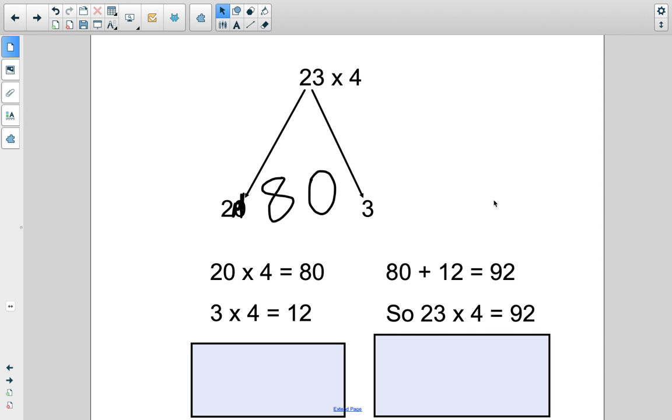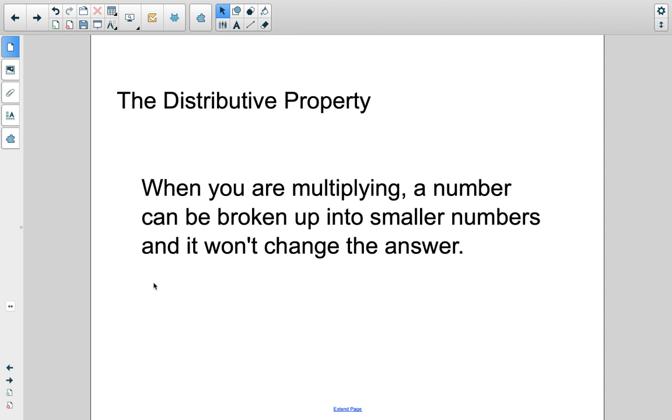And that's something you could probably almost do in your head using mental math, right? Because 4 times 20 in your head, 80, 4 times 3, 12, you know that, 80 plus 12, 92. So it makes a question like this a lot easier. So the distributive property is this. This is how it works. This is how you're going to use it.